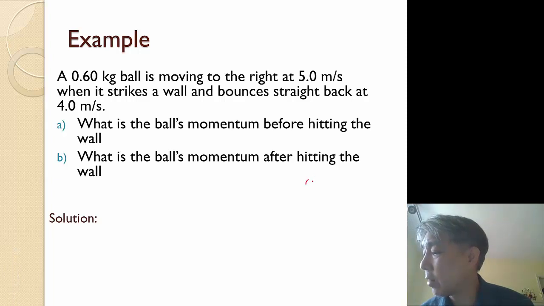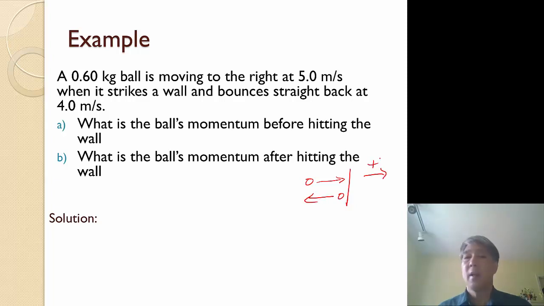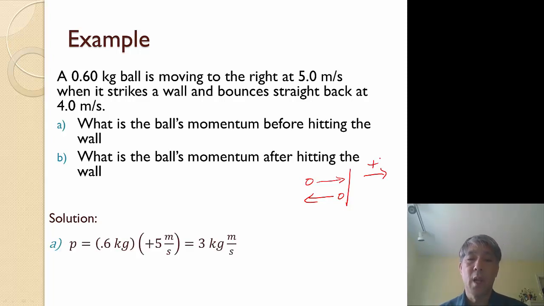So here I have a ball, it's moving to the right, hits a wall, and then at some point it bounces and goes back. Since velocity and momentum are vectors, I have to choose a positive direction. Since I started going to the right, might as well choose that as my positive direction.